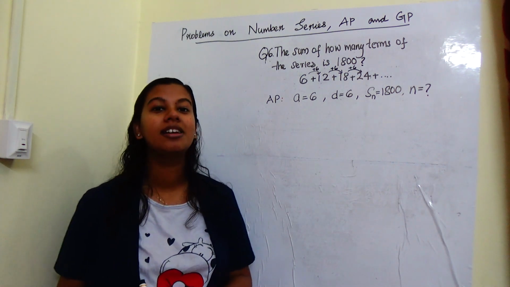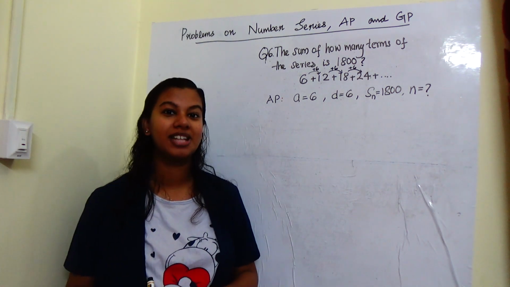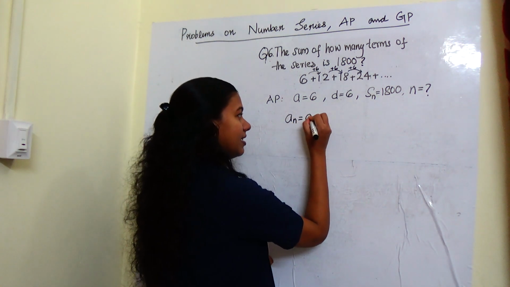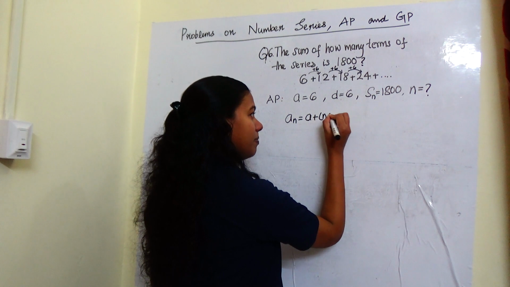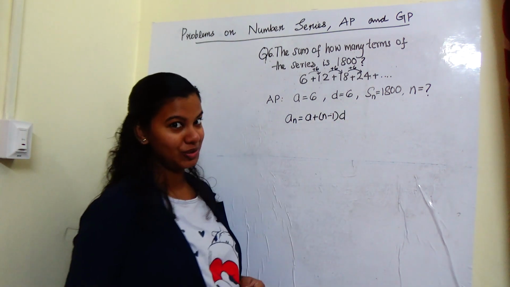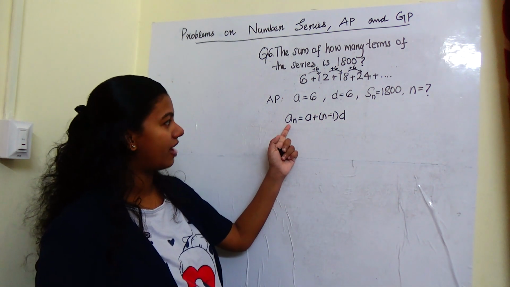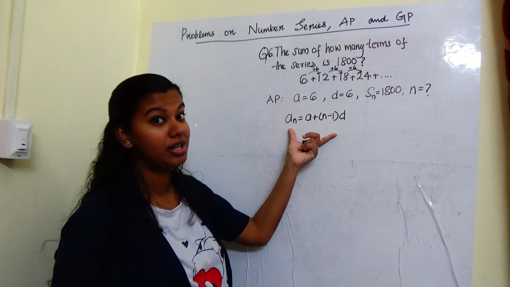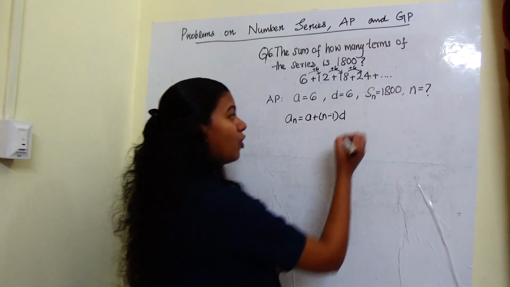First let me write the formula for the nth term, that is an, okay? An equals a plus n minus 1 into d. So in this I don't know what is an and I don't know what is n. There are two unknown variables. Let's see the formula for the Sn.